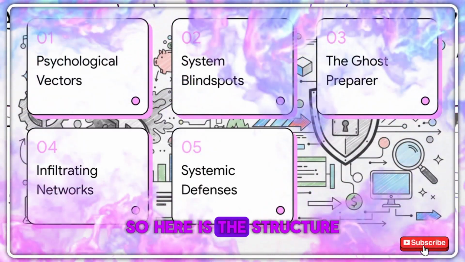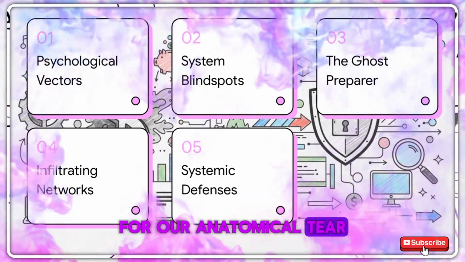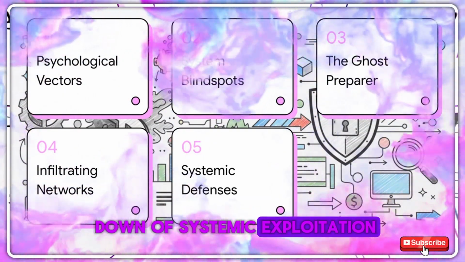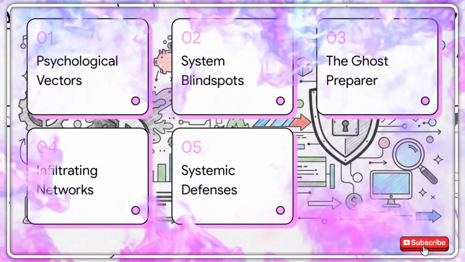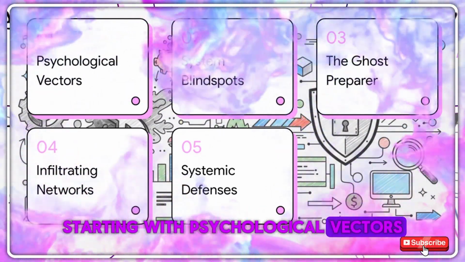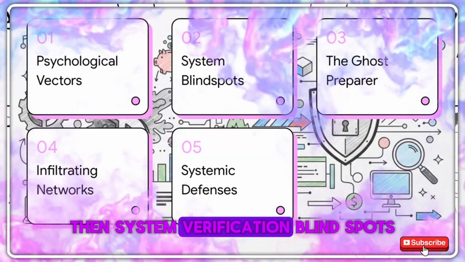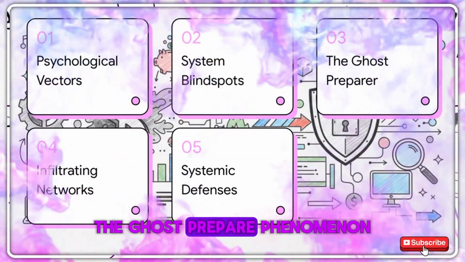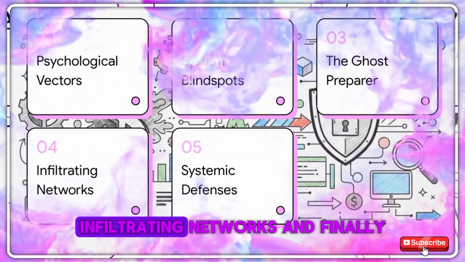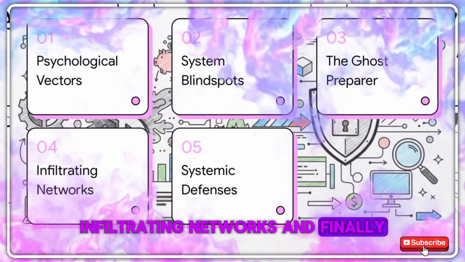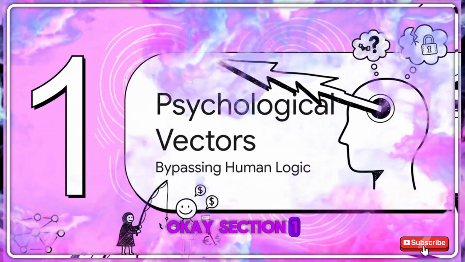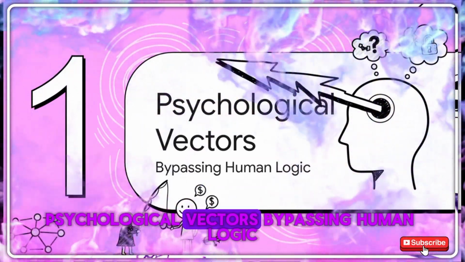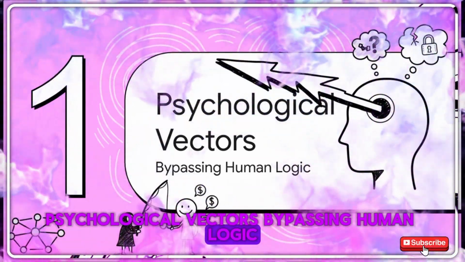So here is the structure for our anatomical teardown of systemic exploitation. We're moving logically through the vectors of attack, starting with psychological vectors, then system verification blind spots, the ghost preparer phenomenon, infiltrating networks, and finally, systemic defenses. Okay, Section 1, Psychological Vectors, Bypassing Human Logic.